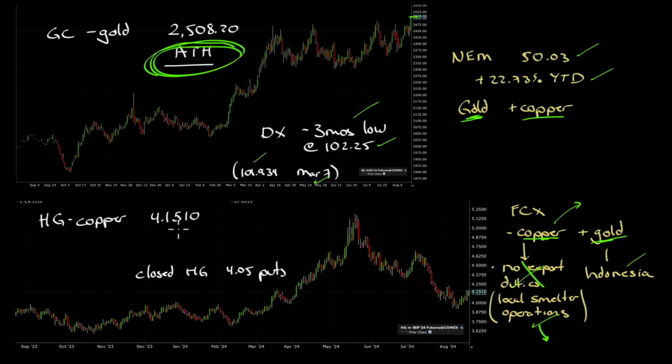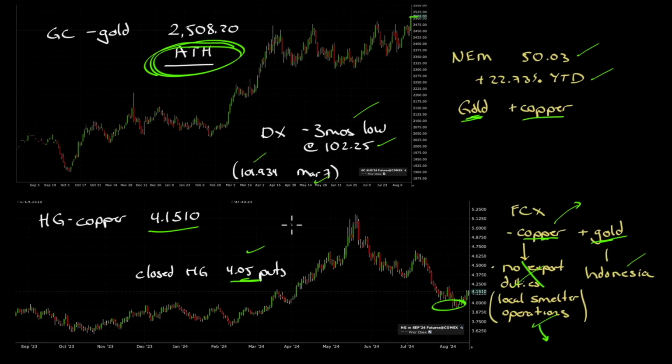Copper finished at 415.10. I had 405 puts. This got a little uncomfortable in here. It had a nice day on Thursday. I thought, well, let's close those puts while they're in profit. So I was faced with the decision of a certain gain of 50% of the premium or an uncertain possibility of 100% of the premium if I waited another 2 weeks. And I thought, no, I'm going to take it.